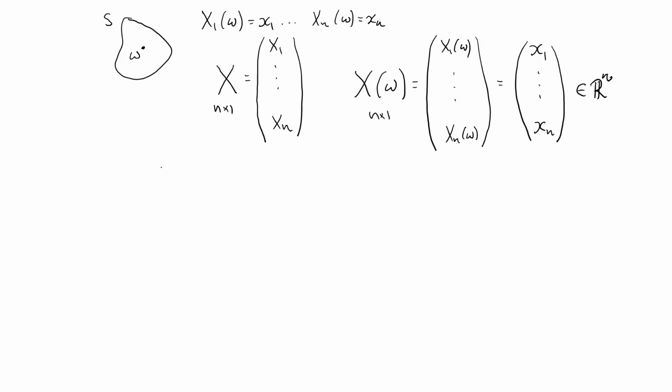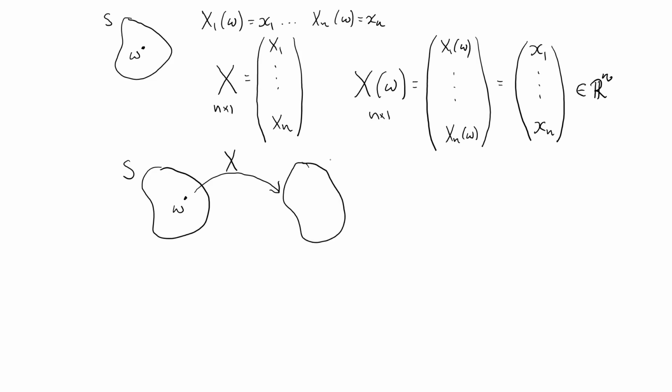This allows us to draw a nice picture. I have a sample space S, one particular outcome, and instead of drawing n arrows, one for each random variable, which will be very messy, I can now just draw one arrow, and this is my random vector X, and it will now map this omega into the codomain, which is Rn. So we can write it like this: the random vector X is a function with domain S and codomain Rn.